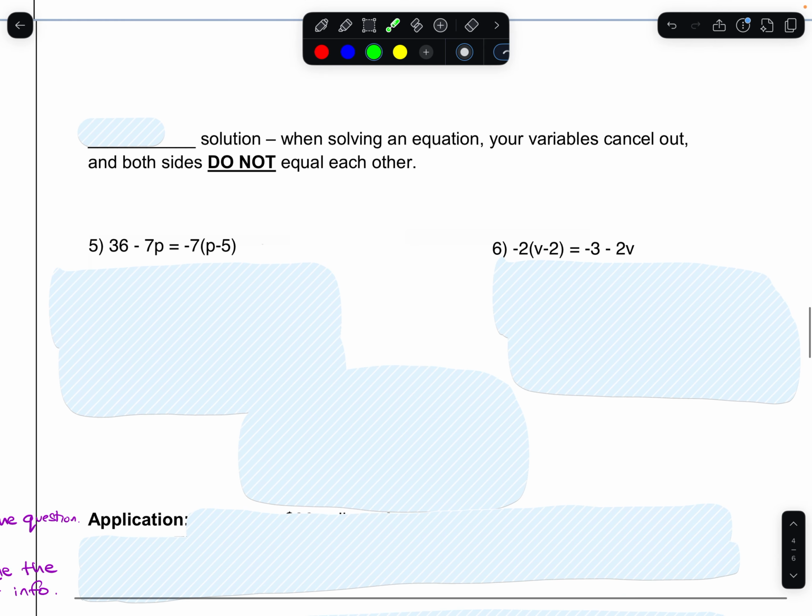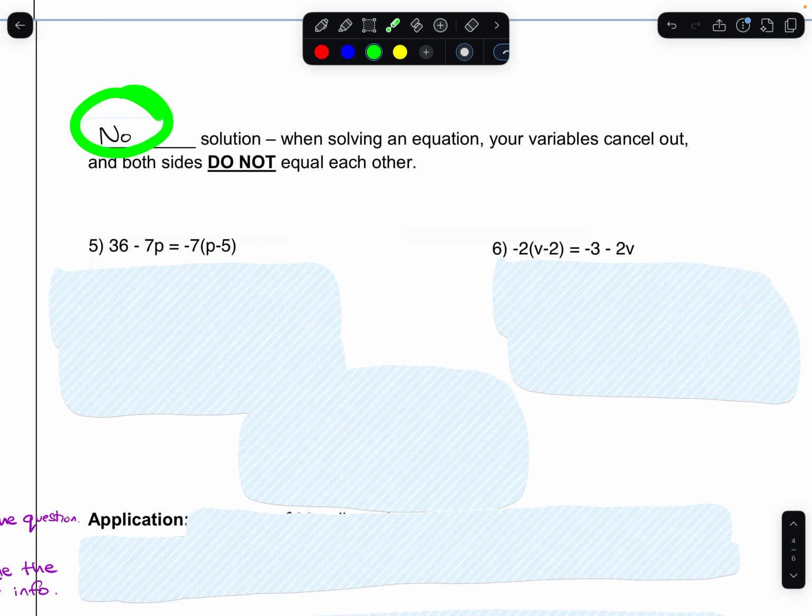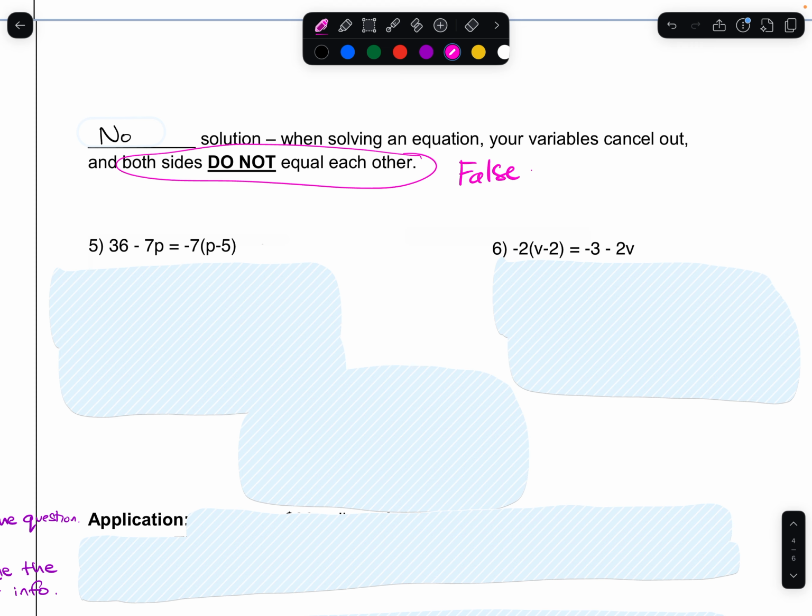We haven't seen any of these yet, though. There's also a possibility that there's no solution at all. And what will happen is the variables will still cancel out, but what you're left with is a false statement. So if both sides do not equal each other, you'll get something that's false.